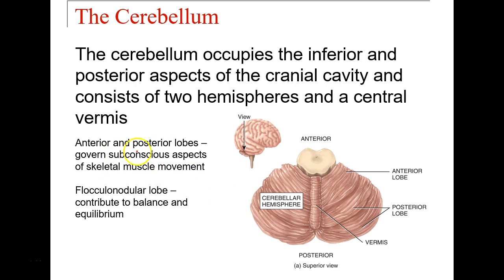So the lobes that are going to make up the cerebellum: anterior and posterior lobes, governing subconscious aspects of skeletal movement. The flocculonodular lobe will contribute to balance and equilibrium. So most people remember the cerebellum by helping us maintain balance and our equilibrium. This is where we fine-tune those conscious and subconscious muscle movements.